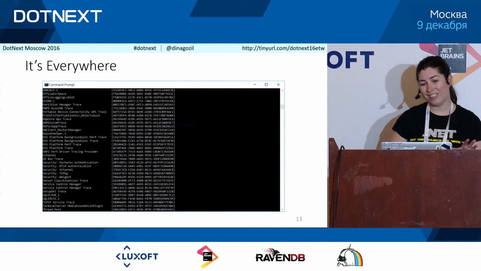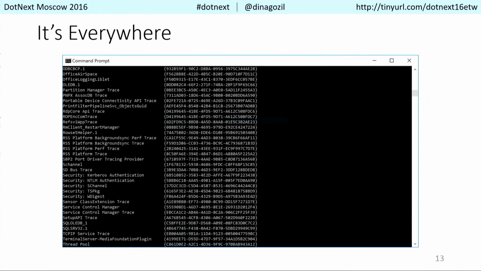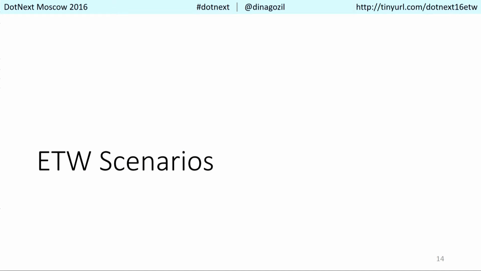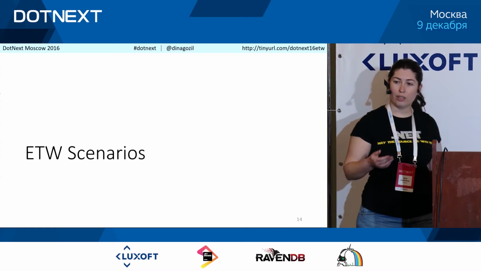So this is a screenshot of some of the providers I have on my machine. The font is small, and it's totally okay if you can't read it. That's not the point. The point is that there's a lot of them. In fact, on my machine, I counted slightly over 1,000 providers, and each of them can be configured by different keywords and different verbosity levels. So there's quite a lot of options for you out there. And again, it's literally everywhere. So now that we know a little bit about what ETW is and how it works, let's look at what we can do with it.